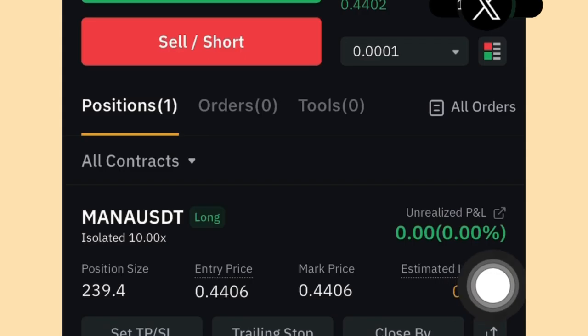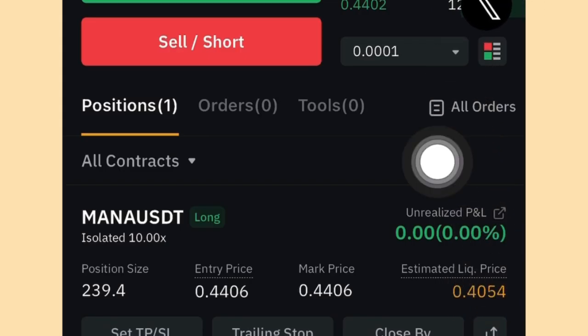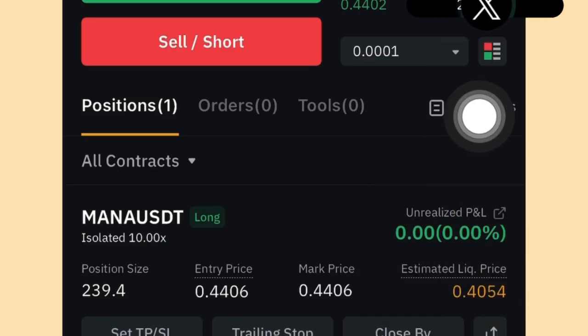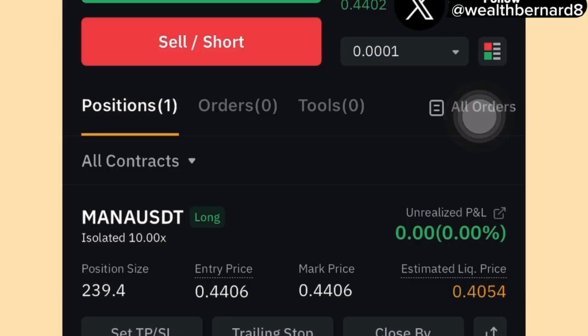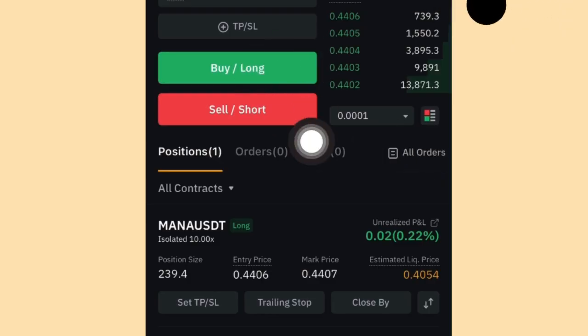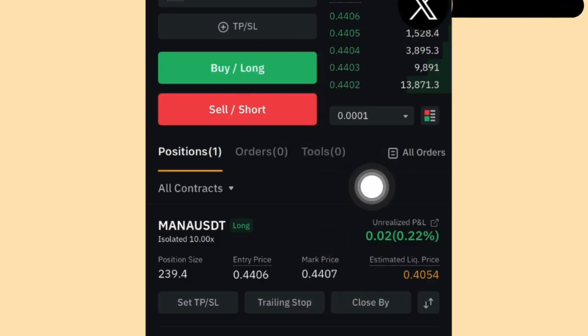And you're going to see it's running, and it has not started going up or down right there. It's just there. What you want to do now is set your profit. You can either set profit before going long or going short, or you set your profit after you've already placed the trade. So these are the two ways.